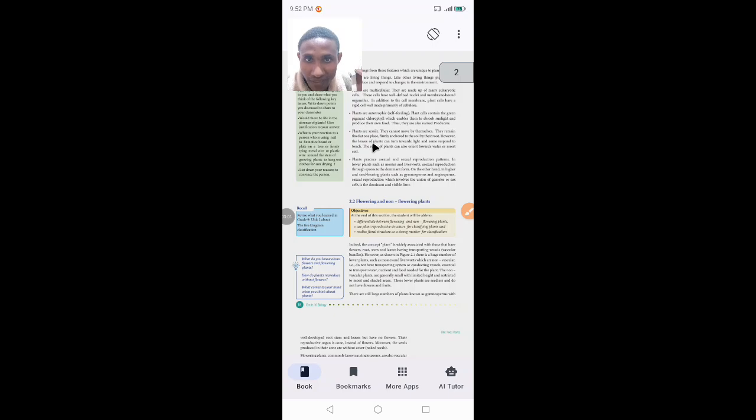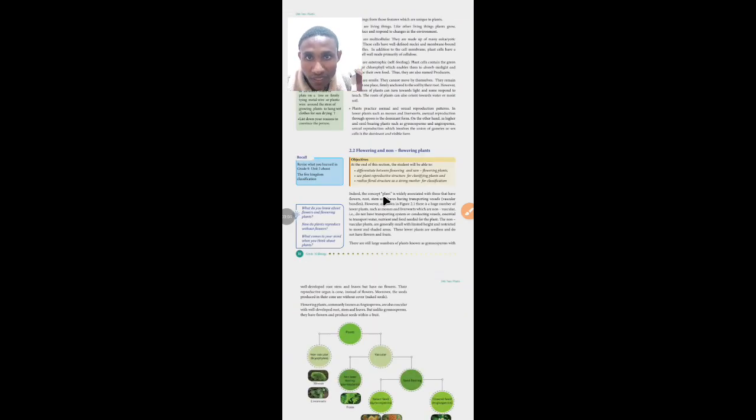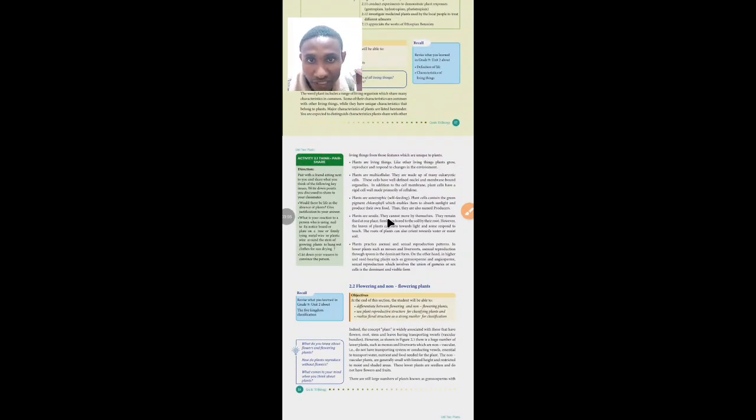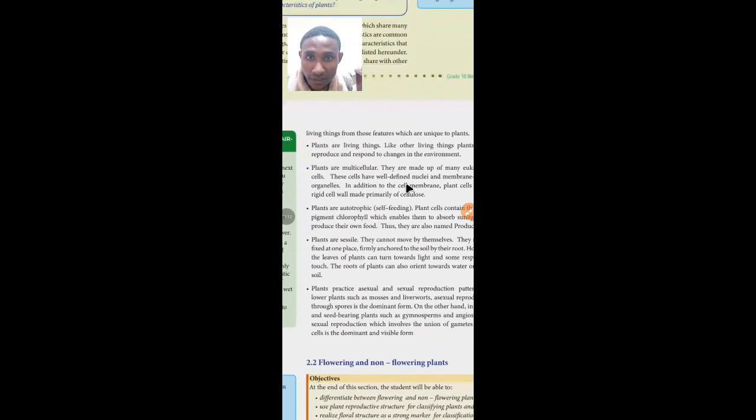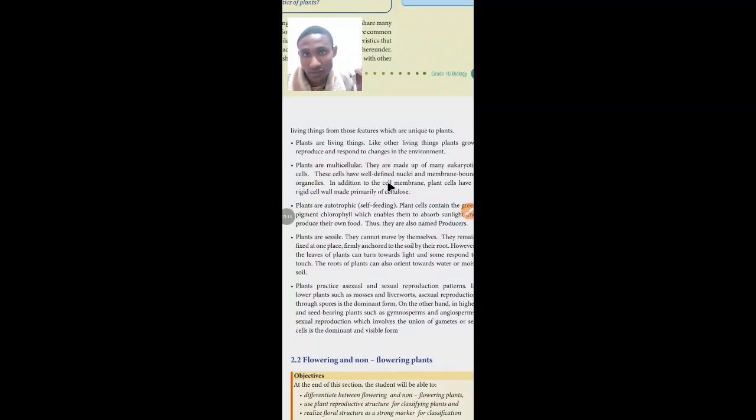So plants are living organisms, as said previously. Like other living things, plants grow, reproduce, and also respond to changes in the environment. And also plants are multicellular organisms, because organisms are classified into unicellular organisms and multicellular organisms. Plant is one of the multicellular organisms.